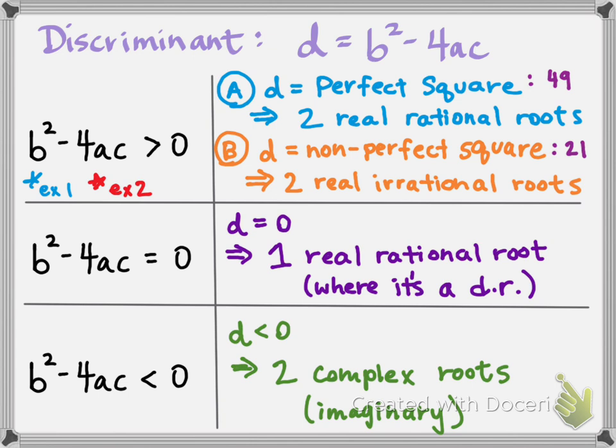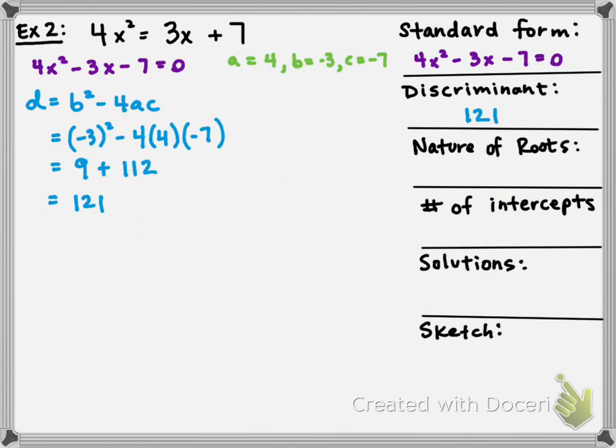Now, are we case A or case B? Is it a perfect squared number, or is it a non-perfect square? 121, well, that's 11 squared, so we're dealing with case A in this example. Case A for example 2. We have a perfect square. So what do we have? 2 real rational roots. What does that really mean, though, right? 2 real rational roots. Now, once we graph and do that sketch, we'll be able to understand what those really mean. So give us a minute.